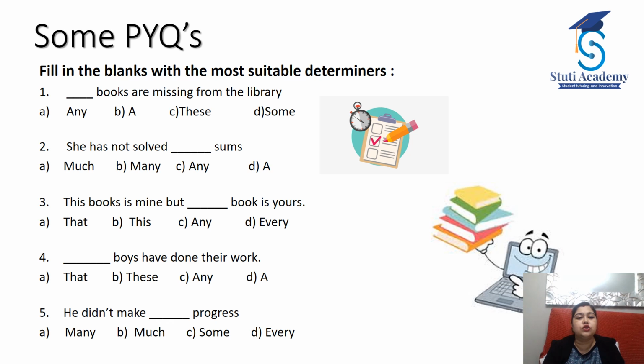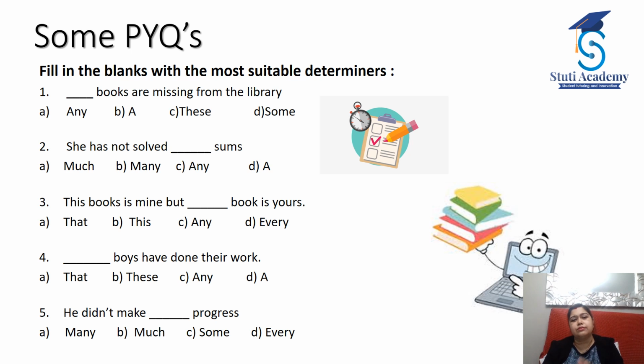She has not solved dash sums. And the options are much, many, any, a. So she has not solved any sums, because you don't use the word much sums or many sums. So she has not solved any sums.